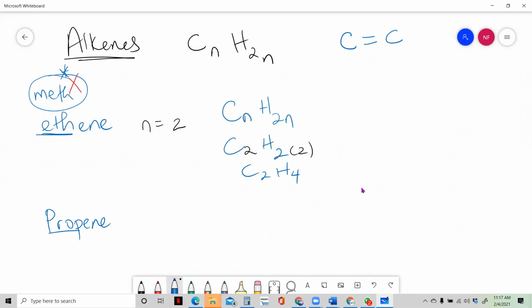So let's go with propene. Prop is 3, so N is equal to 3. What would be the formula for propene? I'm not going to go through the whole thing. Tell me what the formula for propene will be. C3H6. And the formula for butene.